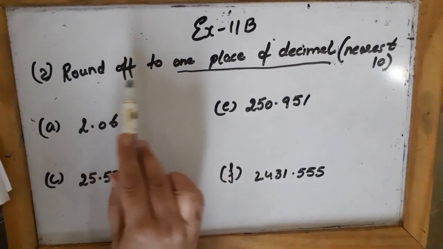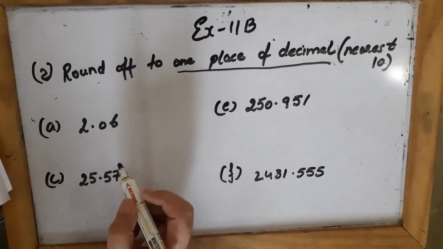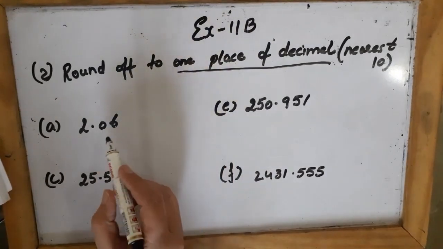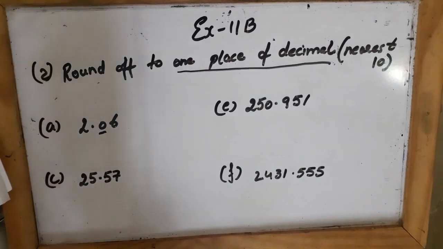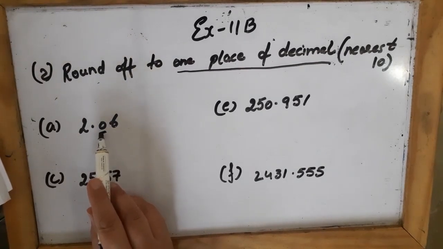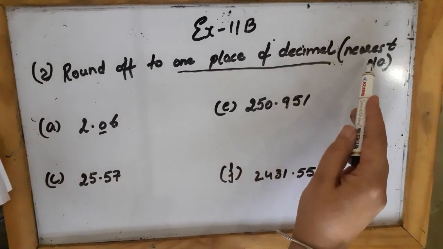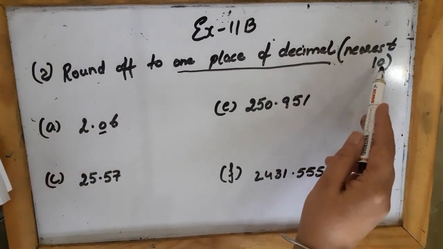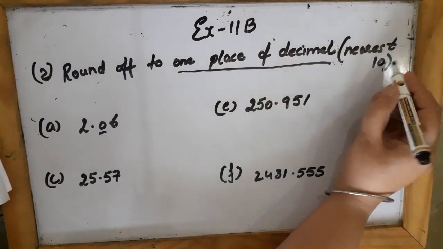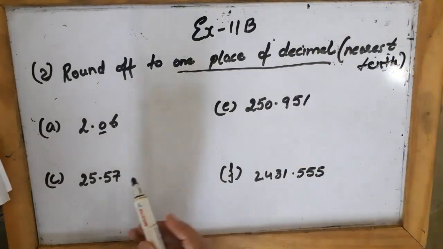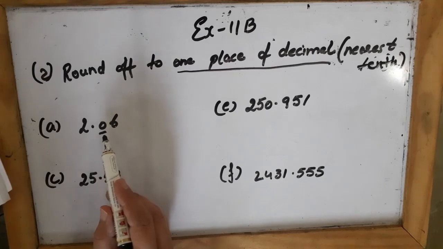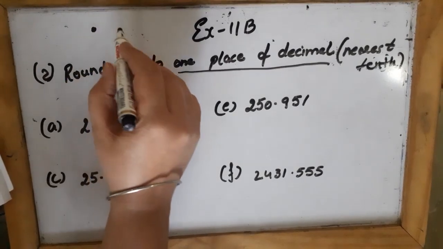Okay, so round off to one place of decimal. It means one place of decimal means that they are talking about the 10th place. This is the first place of decimal, and in the brackets they have told you to round to the nearest 10th. Which is the 10th place after the decimal.